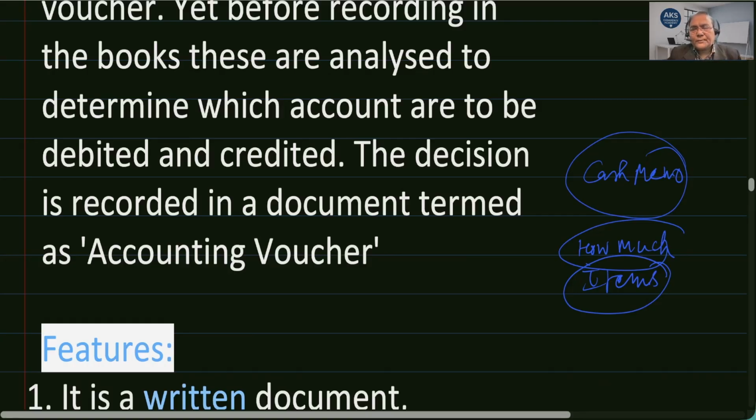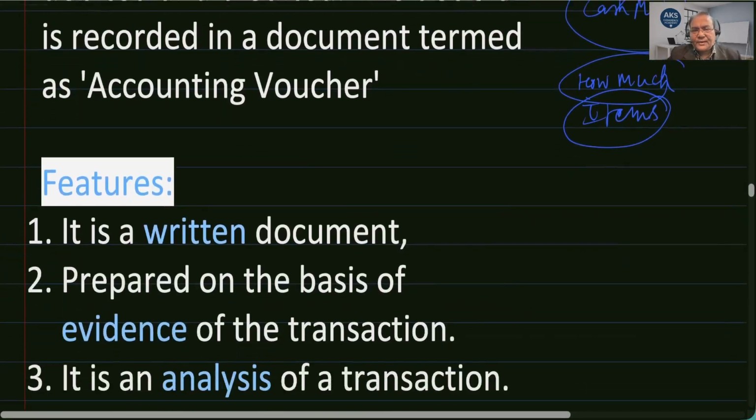There are certain important points to be paid attention to while preparing an accounting voucher. Before recording in the books of account, these are analyzed and it is determined which is to be debited and which is to be credited. The decision is recorded in the document termed as accounting voucher. Let us see now the features.